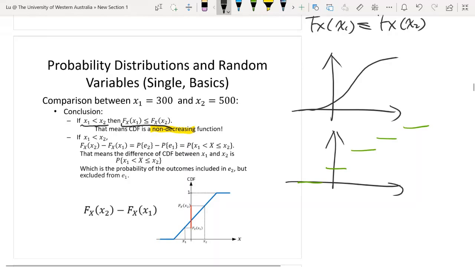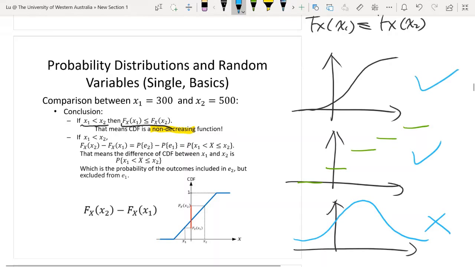But if you tell me one day, my CDF function looks like this shape, sad to say, this must be incorrect. Because in this small section, when we increase the x value from x1 to x2, your CDF function value is decreasing. But the CDF function should be a non-decreasing function, so this must be wrong. Okay. Next, let's see the next property.